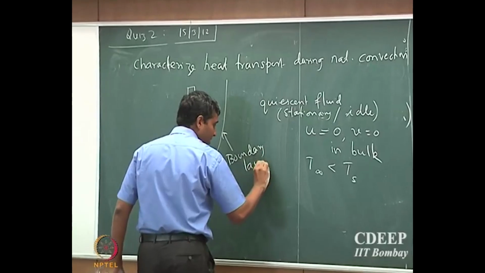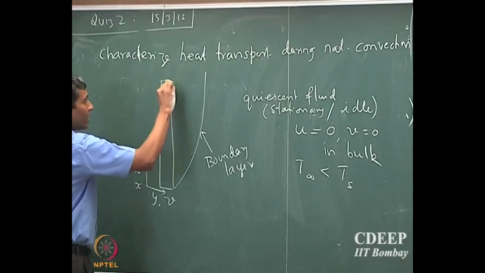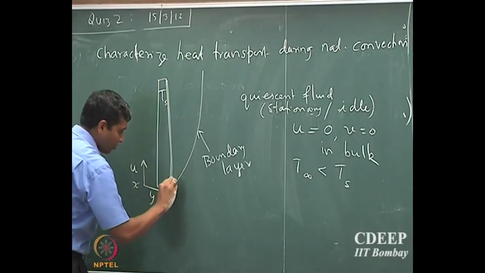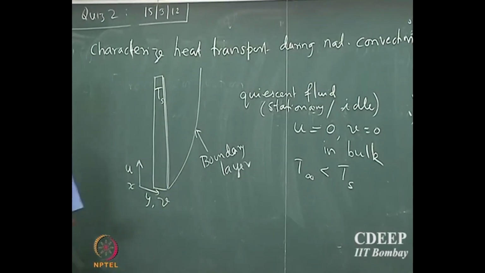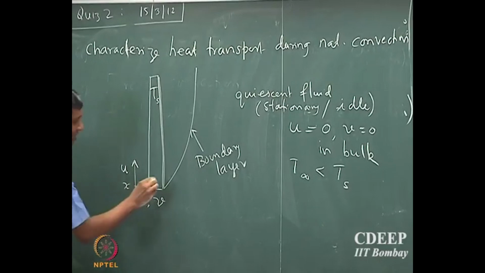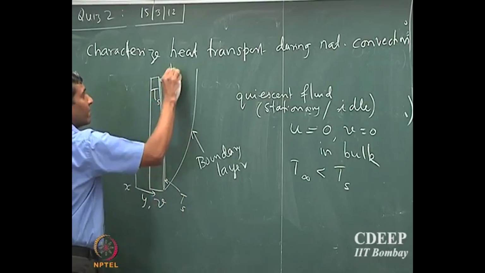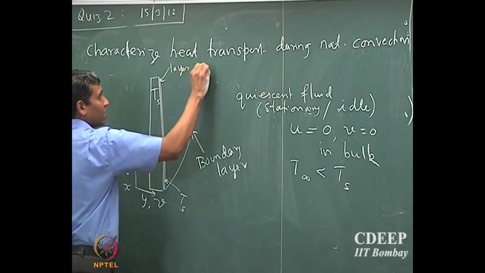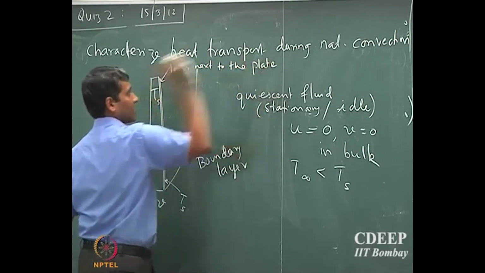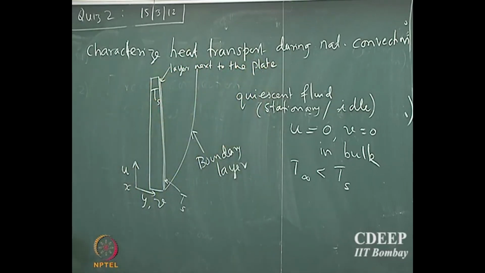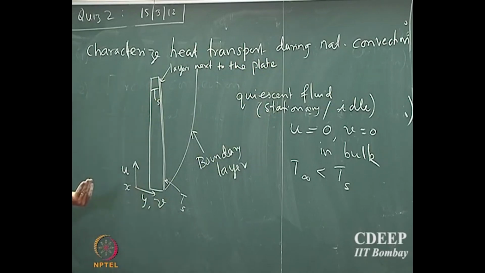I will explain in a minute why this boundary layer is formed. So suppose I look at the fluid particles which are very close to the surface, the layer next to the plate. They will quickly attempt to equilibrate and reach the temperature of the surface.